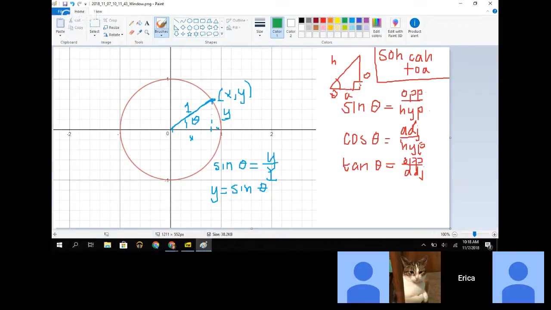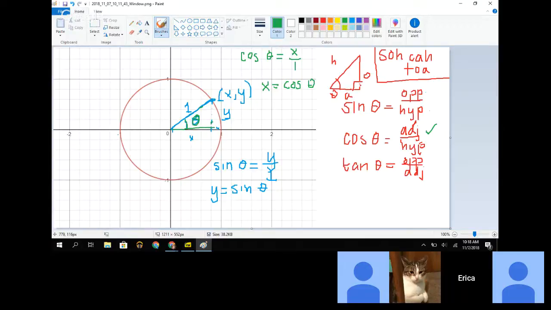Okay, so then let me do another one. I'm just talking about this unit circle here. This is my angle theta, right? If I wanted to know what the cosine of theta is, the cosine is my adjacent side over my hypotenuse. My adjacent side is x, and the hypotenuse, again, is 1. And so my x coordinate equals the cosine of theta. Okay?